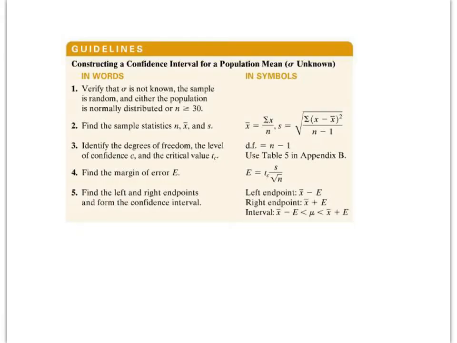To construct a confidence interval for a population mean when the standard deviation is unknown, we're going to verify that it is in fact unknown. We're going to find the sample statistics. N is the number in our sample. X bar is the mean for our sample. And s is going to be the standard deviation for our sample.